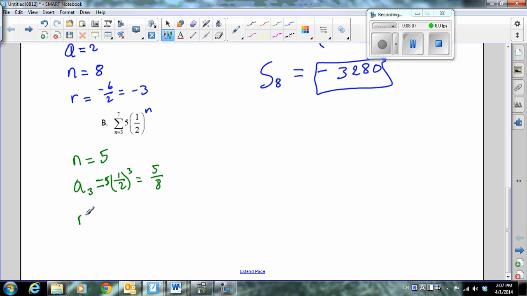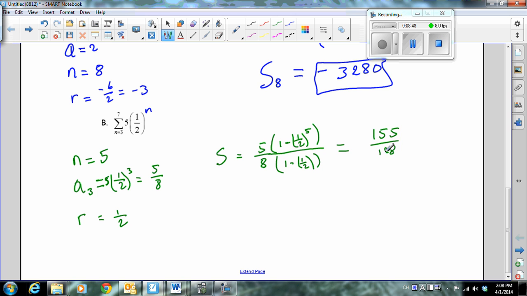Now I also need the rate. R here is given, it's 1/2, it's whatever is being raised to the power of n. From here I can easily know that S, which is the sum that I'm looking for, is equal to 5/8, that represents my a3, or the first term, times, I can make a long line, 1 minus r to the power of n, here is 5, over 1 minus r, which is 1/2. I'll keep this one in parentheses just to highlight the value of your r. So if you calculate this, you will end up with 155 over 128.